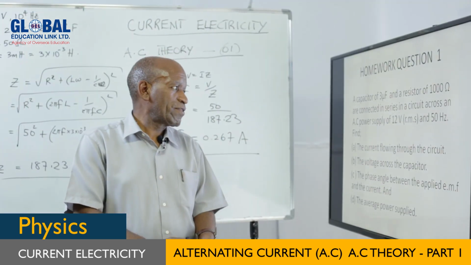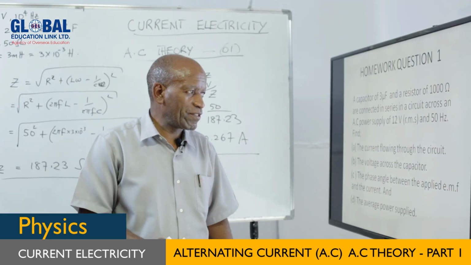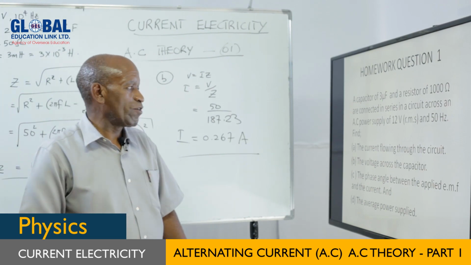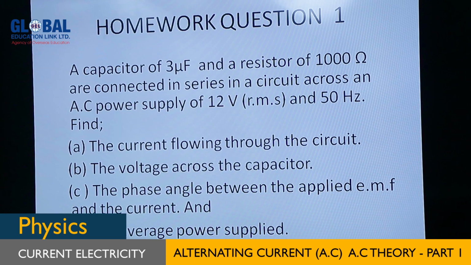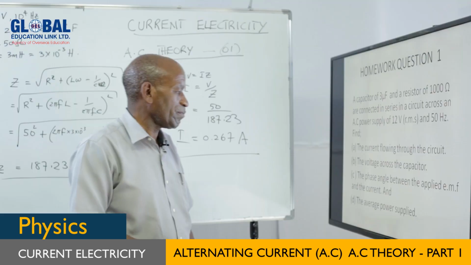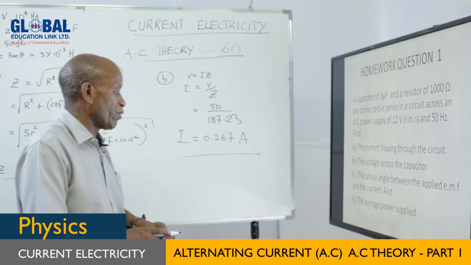Okay, students, let's go for the homework question. This is question 1, and it goes like this. A capacitor of 3 microfarad and a resistor of 1000 ohms are connected in series in a circuit across an AC power supply of 12 volts, root mean square, and of 50 hertz. A, find the current flowing through the circuit. B, find the voltage across the capacitor. C, find the phase angle between the applied EMF and the current. And D, the average power supplied. So this is the question.